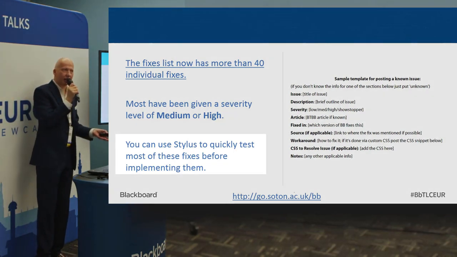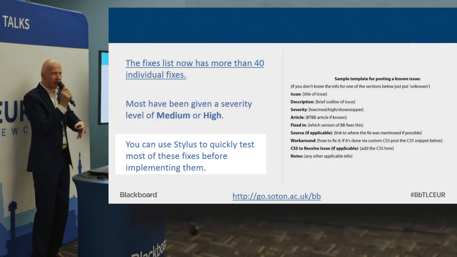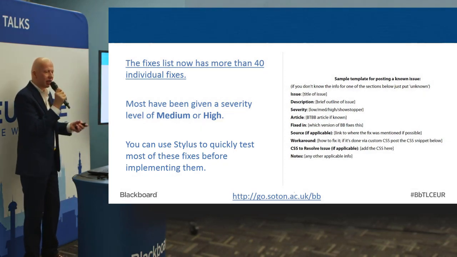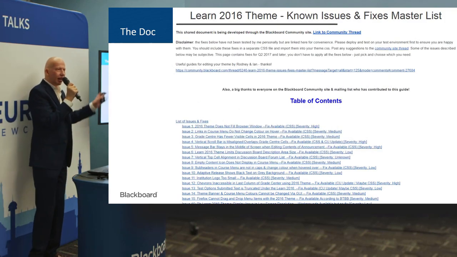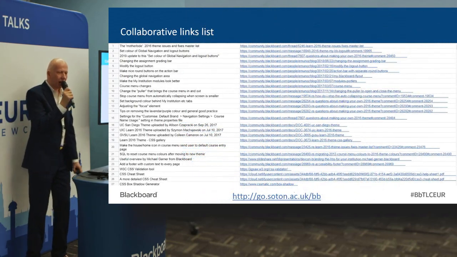And you can use a tool like Stylus to check how it works. Am I affected by this issue? Maybe a recent upgrade's resolved this. Do I really need it? So you can test it out. There's a Word document on Google Docs, so you can download the whole set, print it out, go through it with your team.